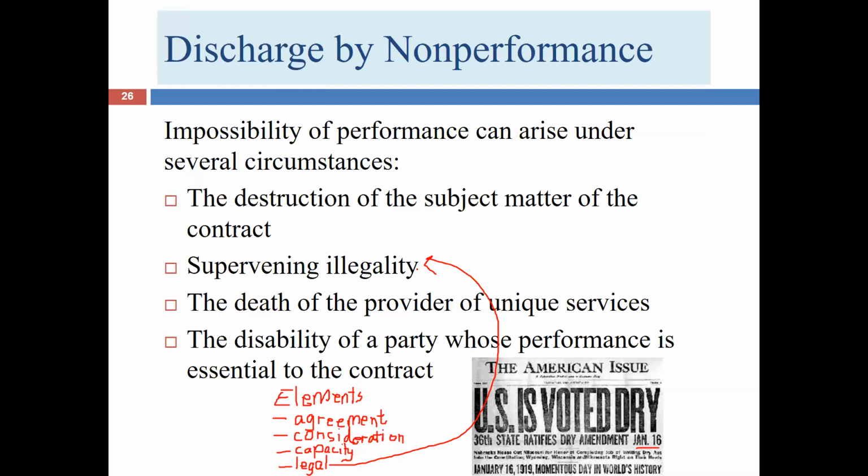But in theory, if it's a unique service, when the provider dies or becomes disabled in some sense and unable to perform the service, for example, let's say I lose my vision, or I'm right-handed and I lose my mobility in my right arm, then that could create an impossibility of performance. Well, I guess here we kind of cover death here. We also cover disability here. Disability of a party whose performance is essential to the contract.